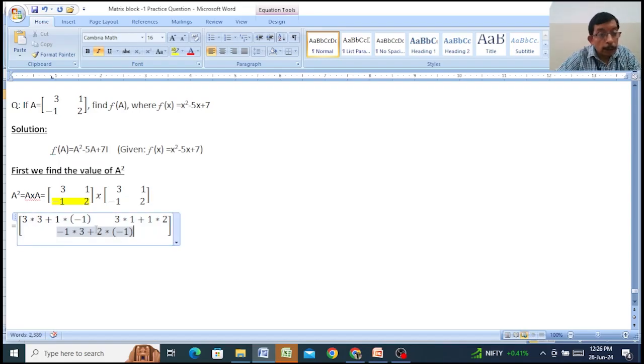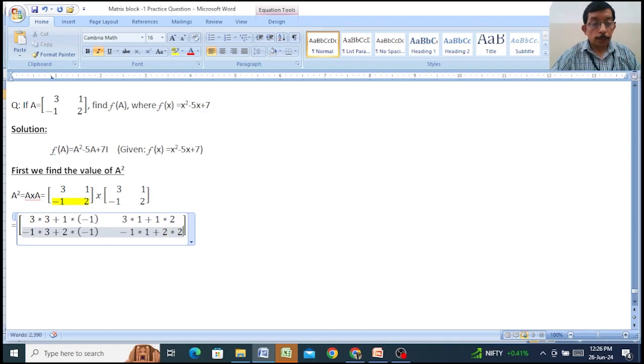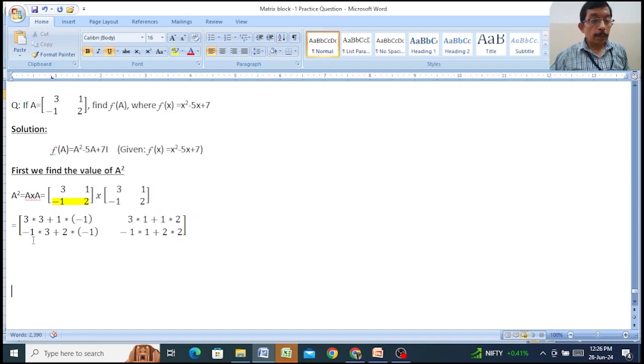Now we come to the second column element. Then we get the second row, second element. Minus 1 multiply by 1. After the addition, take the second element, 2 multiplied by 2. Second row, second column element multiplication is complete. Is it clear, everyone?